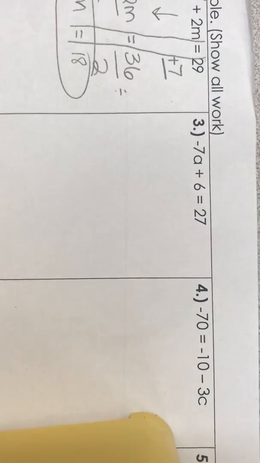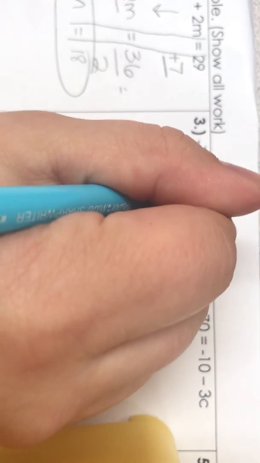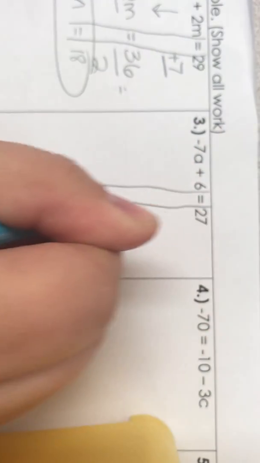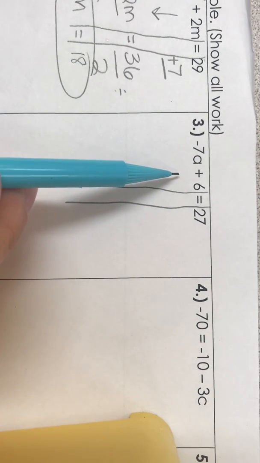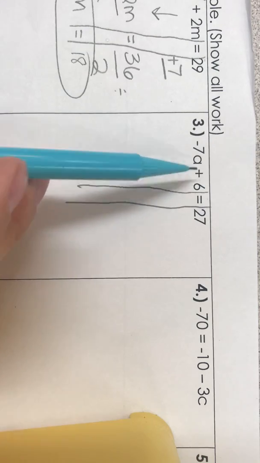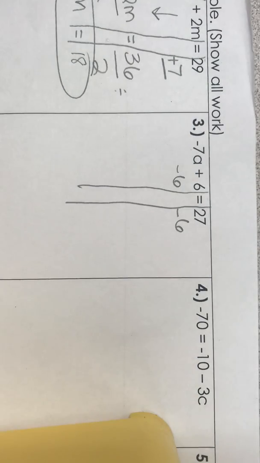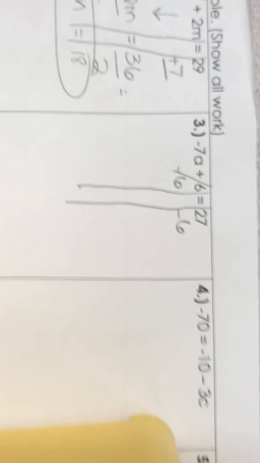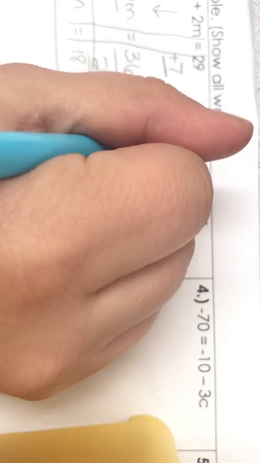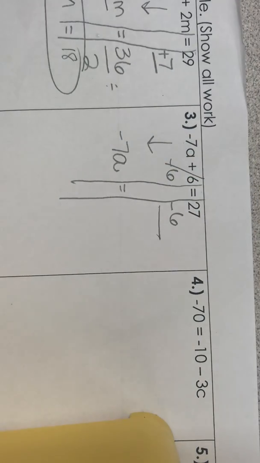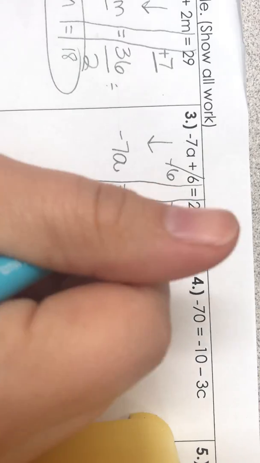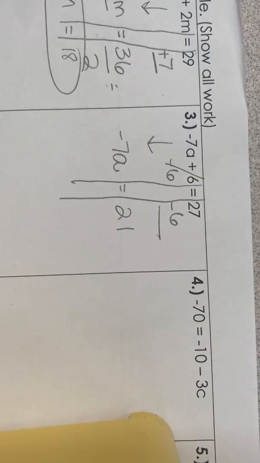Number 3, I'm going to deal with my constant, which is the number by itself first. So over here, I have plus 6. In order to undo plus 6, I have to do the opposite, and I'm going to subtract 6. A positive 6 and a negative 6 equals 0. They cancel out. I'm going to bring down negative 7a equals 27 minus 6 is 21.